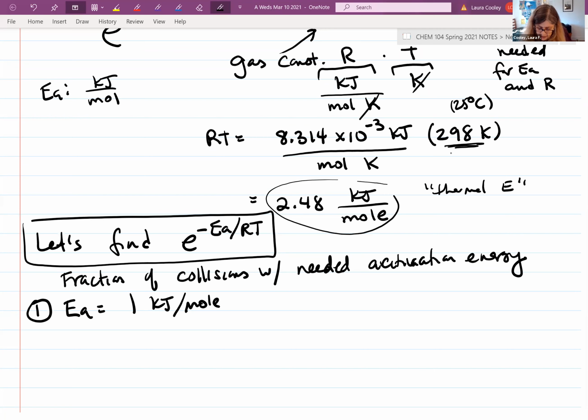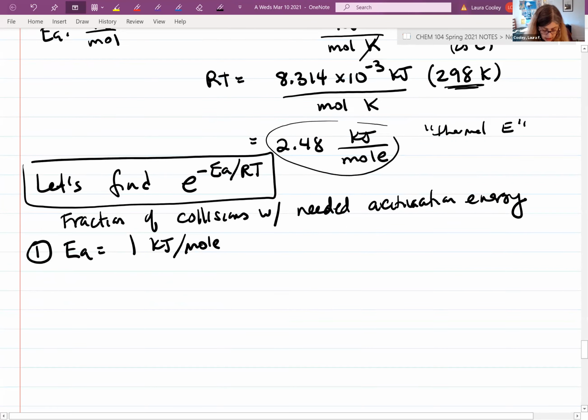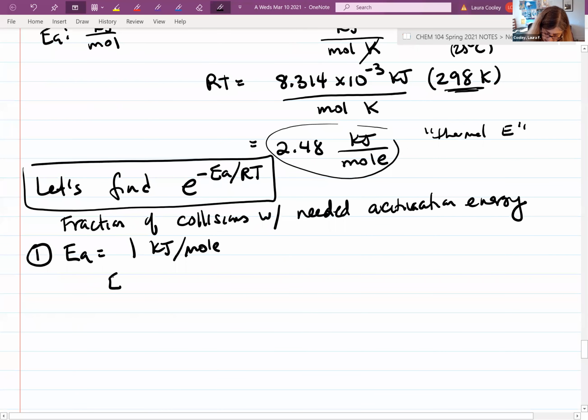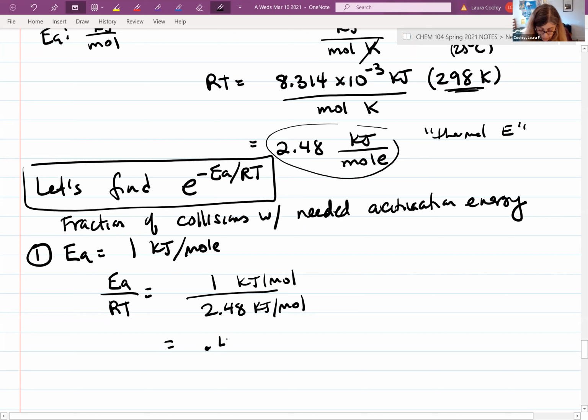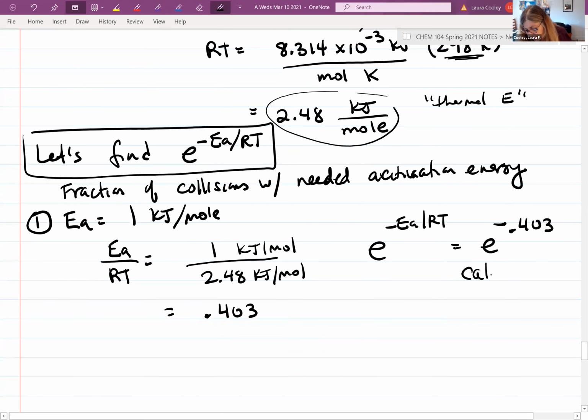So if you figure out e to the minus EA over RT, let's first figure out EA over RT. We already figured out that this RT was 2.48 kilojoules per mole. And if our activation energy for the reaction is just 1, this comes out to 0.403. So e to the minus EA over RT is e to the minus 0.403. Now, how do you do that on your calculator?